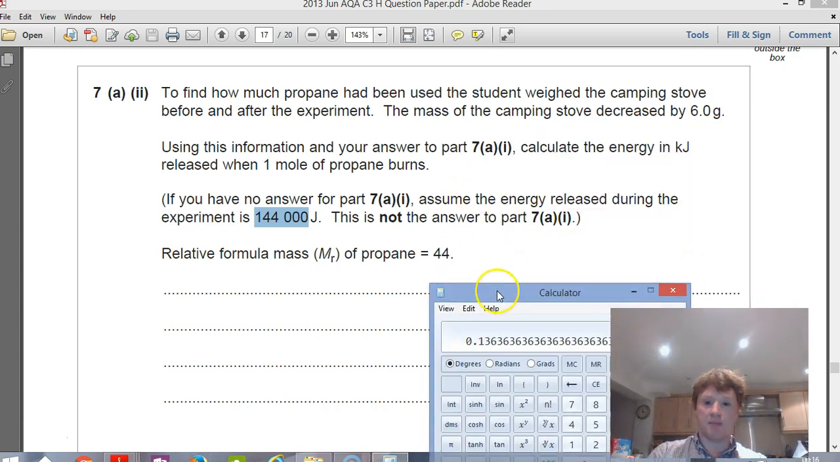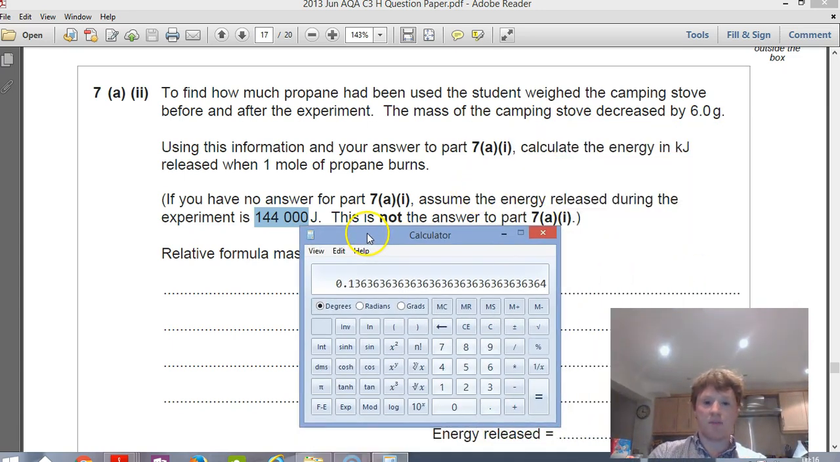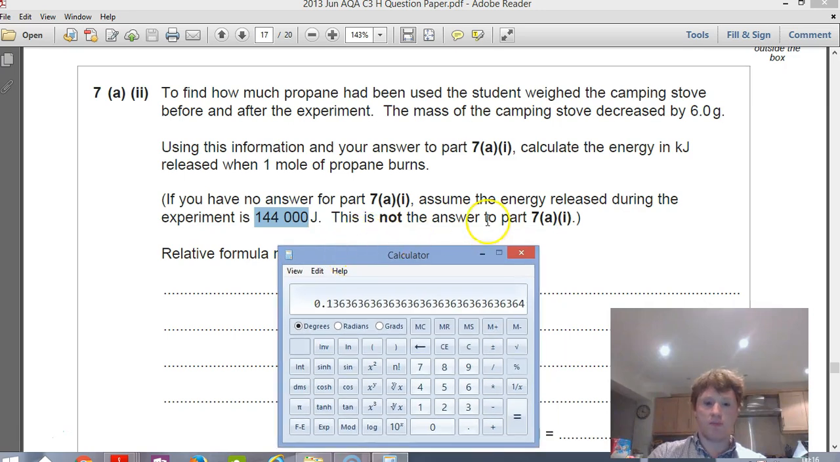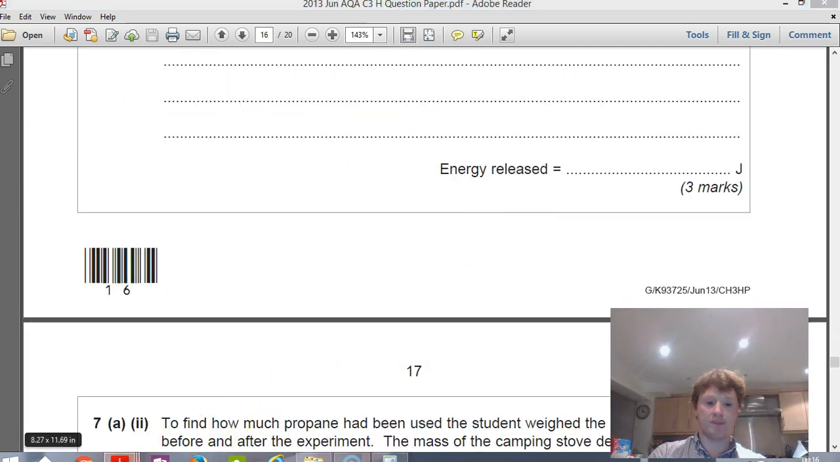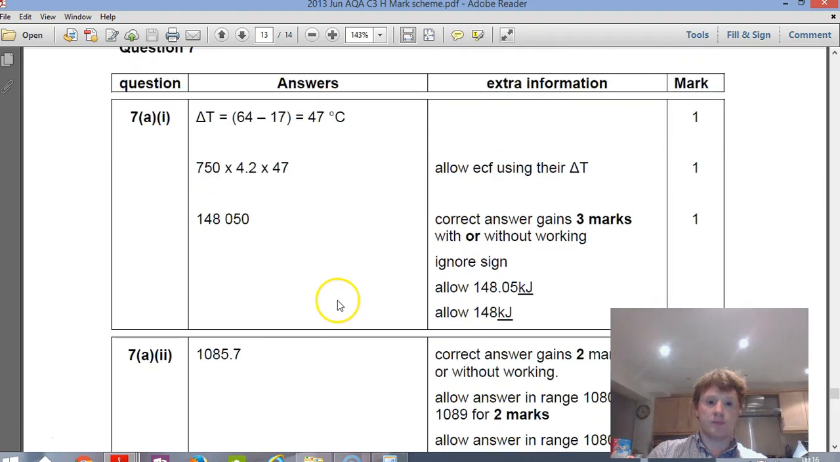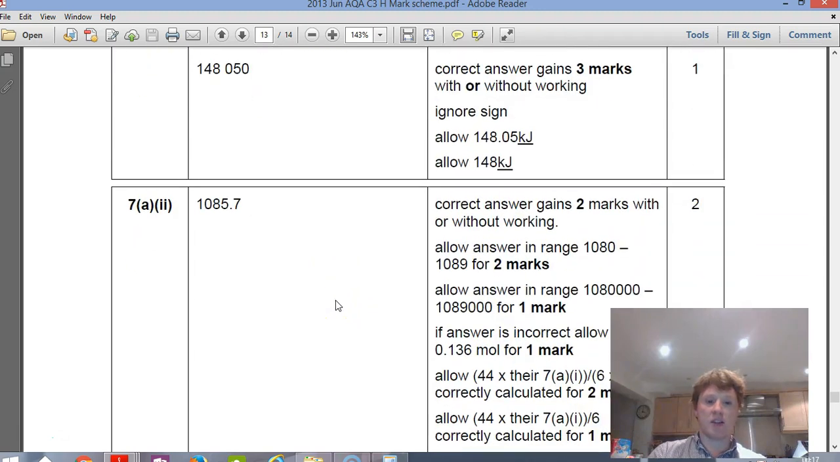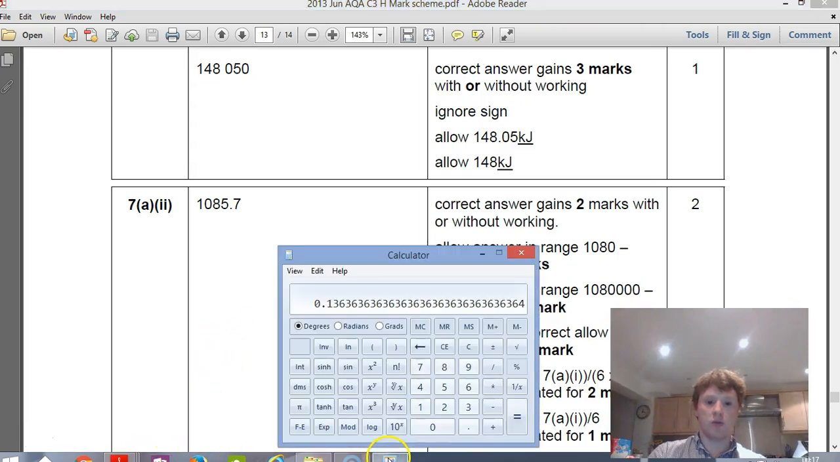Is that a funny number, right? So you have 0.136 moles of propane. Okay, so you've got 148,050 joules when you burn 0.136 moles of propane, but you don't want to know how many joules of energy are released when you burn 0.136 moles of propane. You want to know how much energy is released when you burn 1 mole of propane.